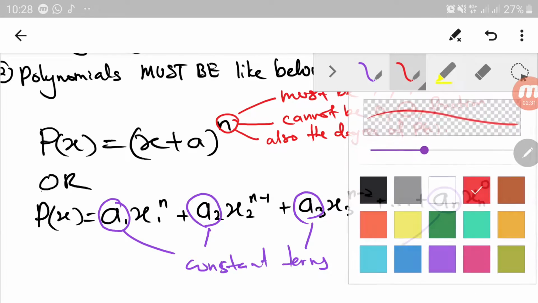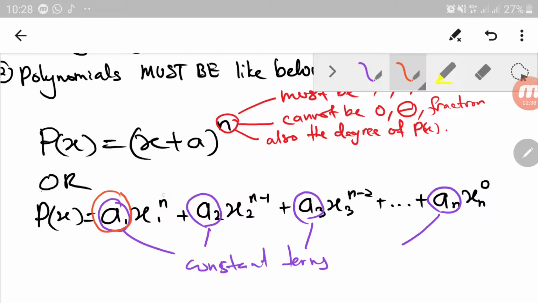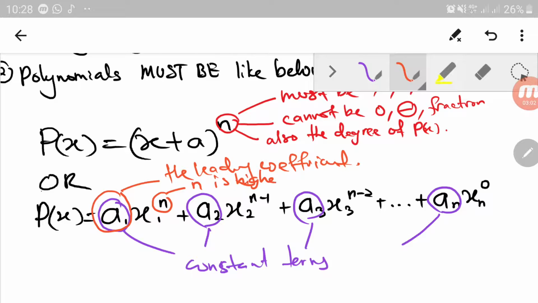Okay, and there's something special about the first term over here, particularly this one, because of the power of n here. This is also what we call the leading coefficient. Why is it the leading coefficient? Because the n is highest inside the polynomial. So if the power of x is highest, then the coefficient of that power of x is the leading coefficient. The leading coefficient doesn't mean the very first term that we see inside the polynomial. It is the coefficient of x that has the highest power.